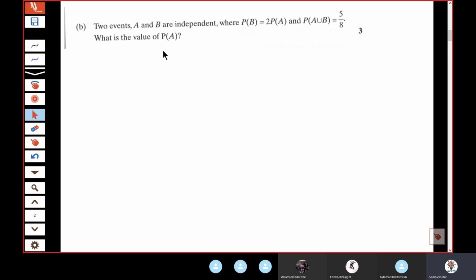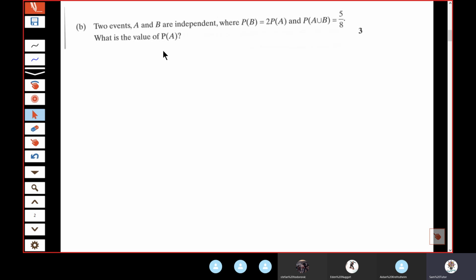Two events A and B are independent, where the probability of B equals 2 times the probability of A, and the probability of A union B is 5/8. What is the value of probability of A? What is the value of just P of A? I'll let you think about that for a minute or two.